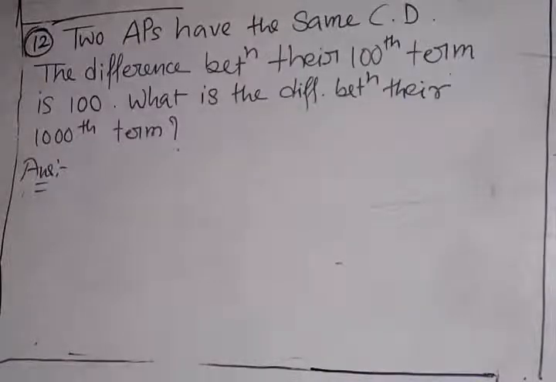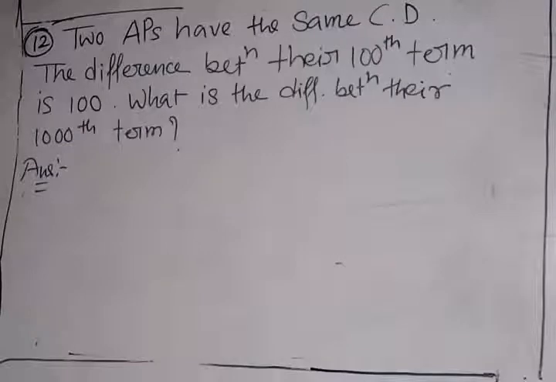So now we'll be discussing question number 12. Two APs have the same common difference. The difference between their 100th term is 100. What is the difference between their 1000th term?